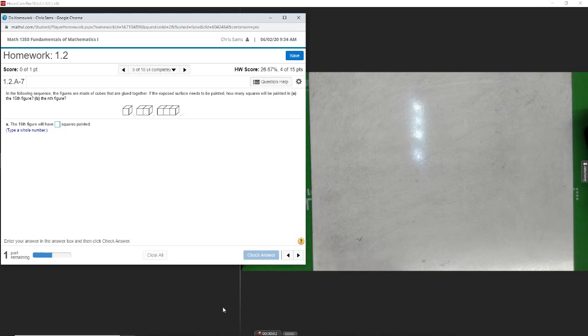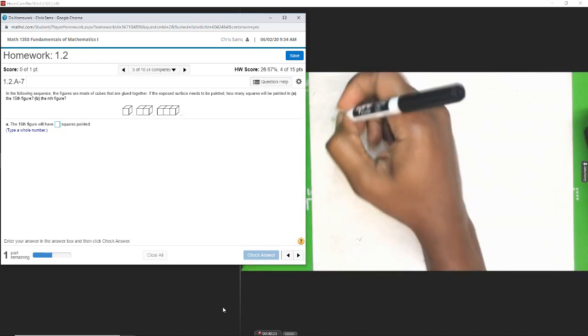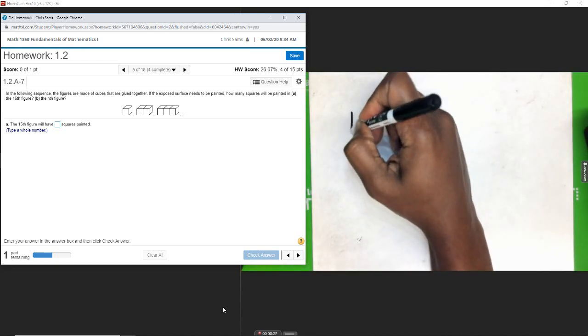All right, number five, we have a sequence of cubes and then they're being glued together. And we're going to paint the exposed sides. And we want to know how many squares will we have to paint in the 15th figure. All right, so we need to find the pattern first. So I'm going to make a list.